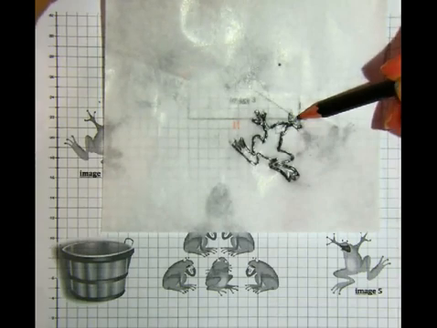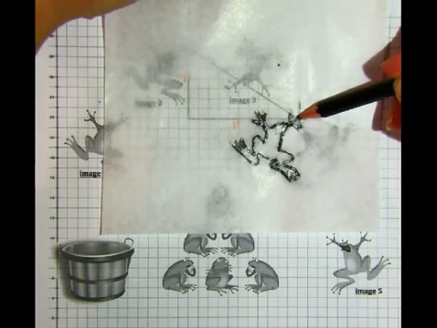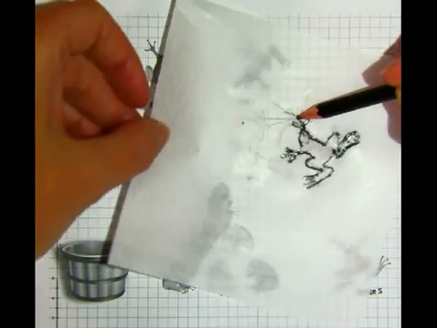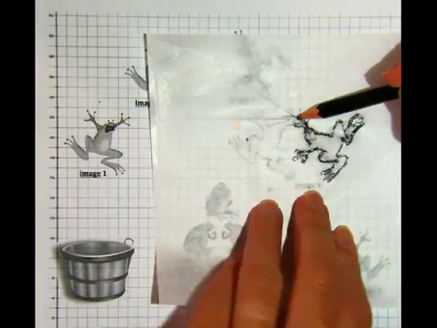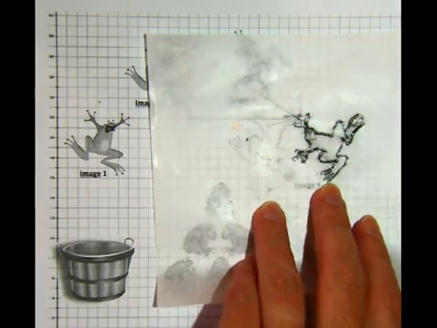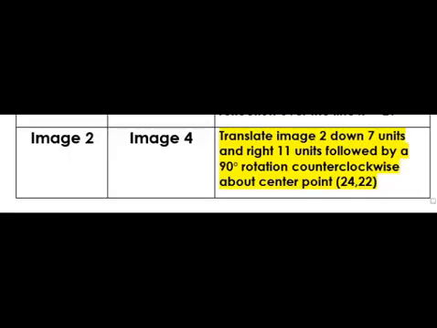Holding the front middle toe fixed as the center, the students rotated the frog 90 degrees counterclockwise until the frog mapped onto image 4. In the table, the students recorded the series or compositions of transformations that occurred to map image 2 onto image 4. Translate image 2 down 7 units and right 11 units, followed by a 90-degree counterclockwise rotation, about center point (24, 22).